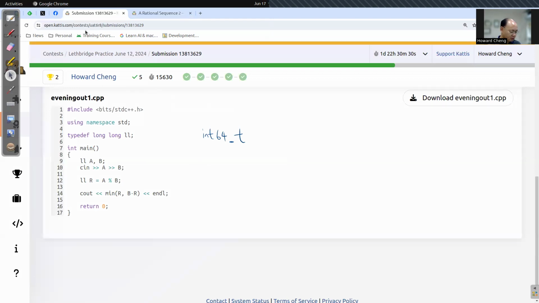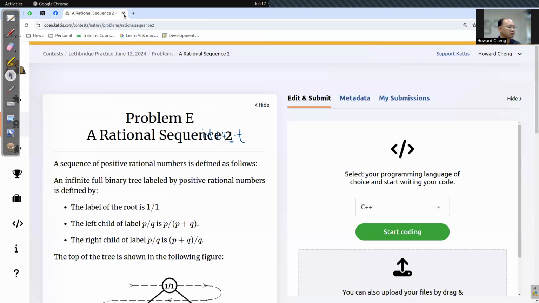Okay, the last one is a little bit of a challenge problem, I guess. So let's have a look.